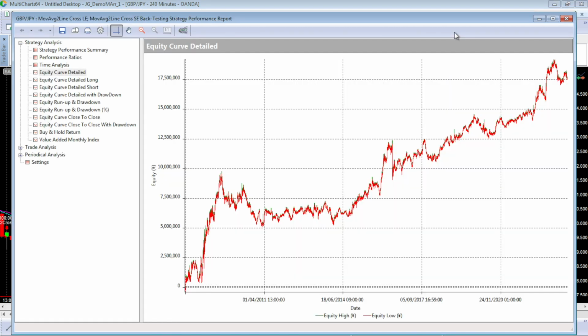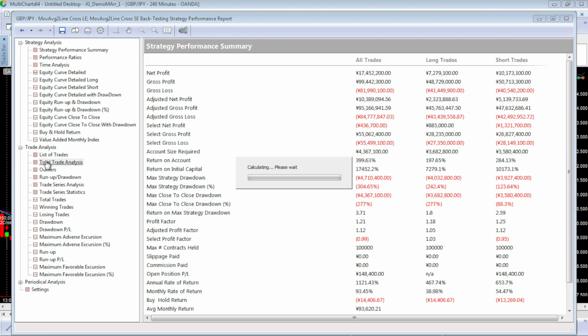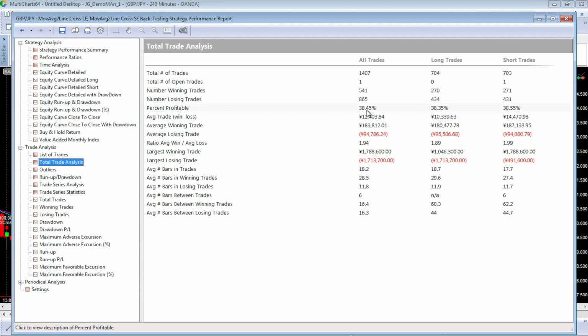That's what the equity curve looks like. Remember, this is 2008 through to August 2023, so a fairly steady upward trending equity curve, so that's really good. It's making 17.4 million yen. This is trading one full lot, and we've got a low percentage profitable. It's a trend following strategy.